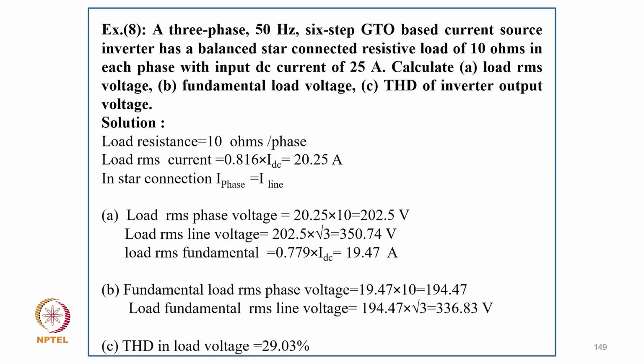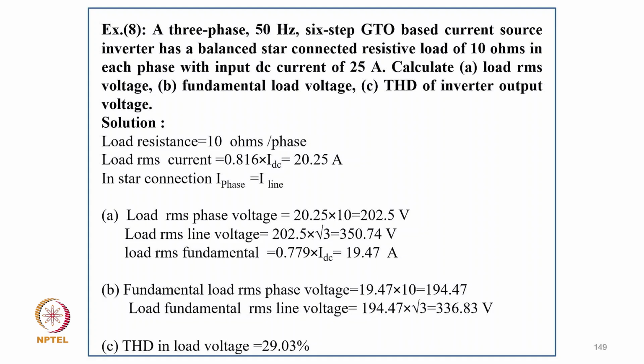Coming to example 8, a 3-phase 50 Hz 6-step GTO based current source inverter has a balanced star connected resistive load of 10 ohm in each phase with a DC current of 25 ampere. Calculate the load RMS voltage, fundamental load voltage, and THD of output voltage. So load resistance is 10 ohm per phase.